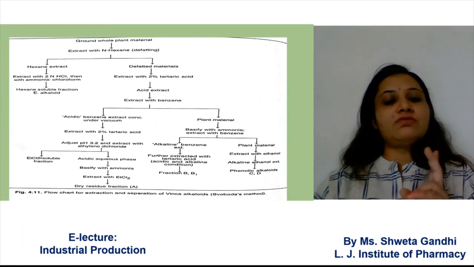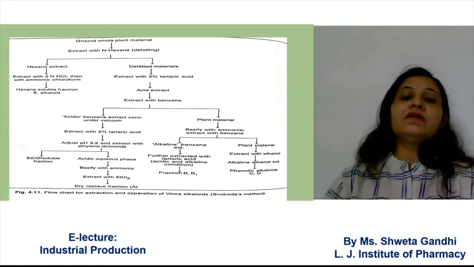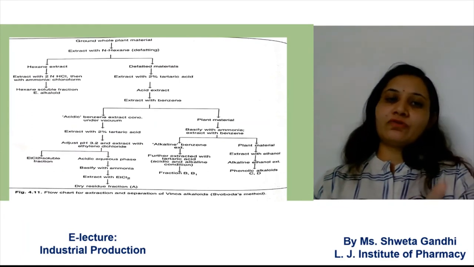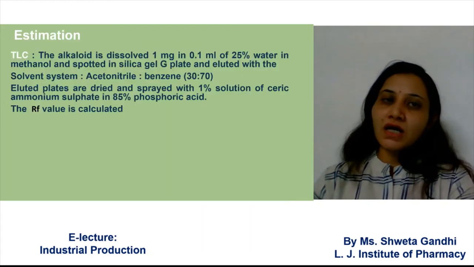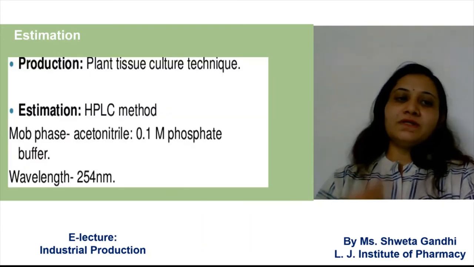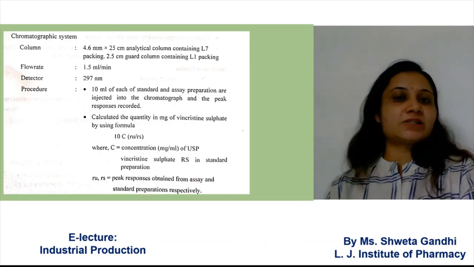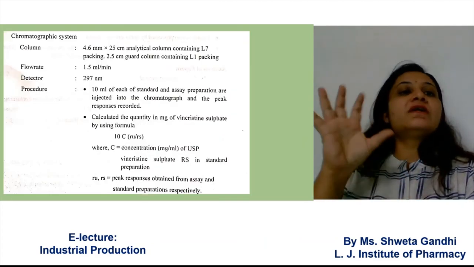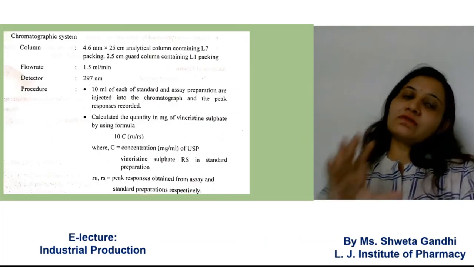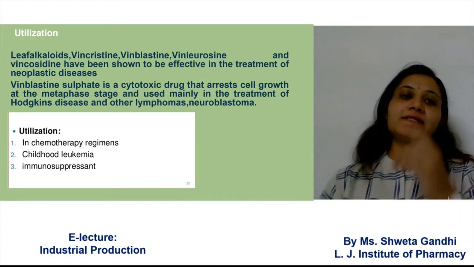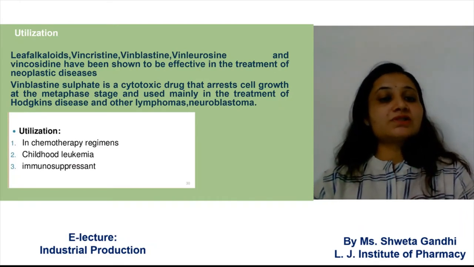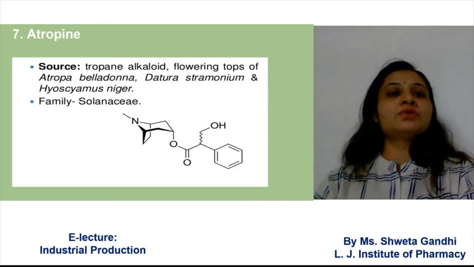You can note any one method, one named Wall's method, for the separation of the vinca alkaloid. The estimation can be done by TLC or by HPLC. The different chromatographic systems and solvent systems are also mentioned here. For utilization, it is used in childhood leukemia and as an immunosuppressant.